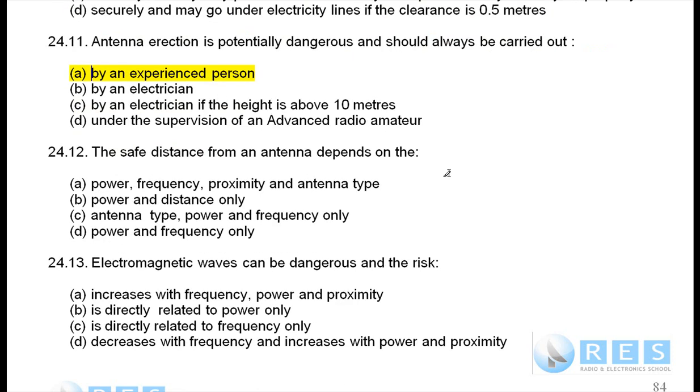24.12. The safe distance from an antenna depends upon the power, frequency and proximity and antenna type. So it's how much power is being used. The more power, the more dangerous it is. The higher in frequency, the more dangerous it is. The closer you are, or your proximity to the antenna, the higher the danger. And the antenna type could be a directional antenna focusing all the radiation in one direction, and that would make it more dangerous as well.